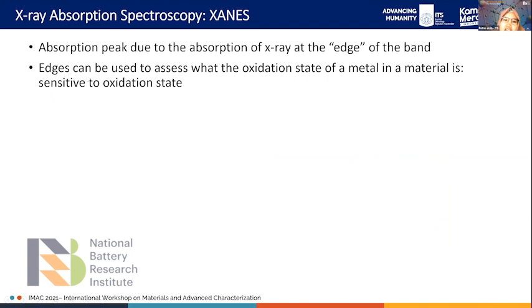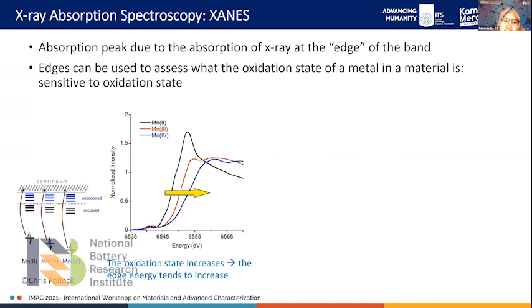This edge energy can be used to assess the oxidation state of a metal in a material. The edge energy is quite sensitive to oxidation state. For example, here is the XANES spectra of manganese with different oxidation states, 2, 3, and 4. By increasing the oxidation state, we can see that the edge energy is shifted to the right, to the higher energy. So it means that more energy is required to excite an electron for the higher oxidation state.